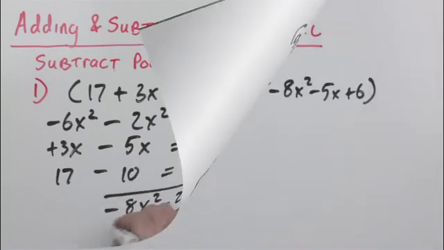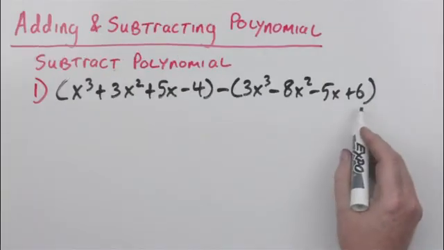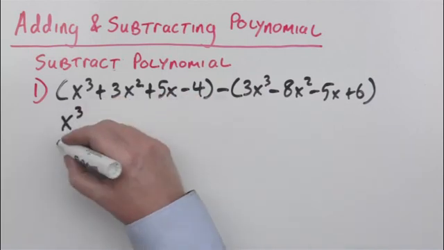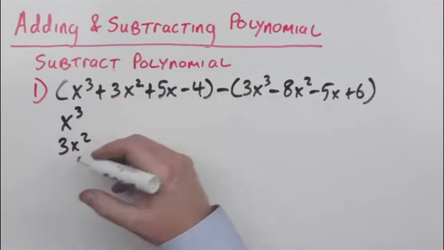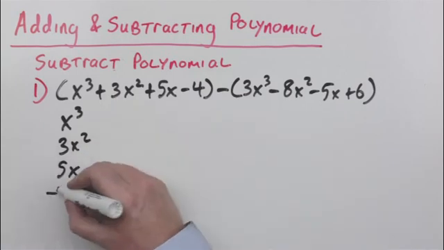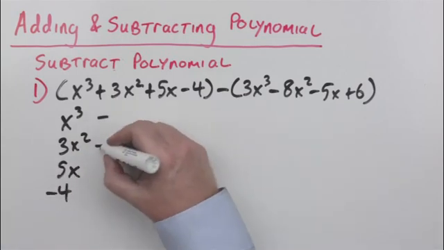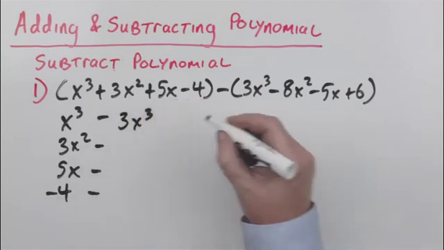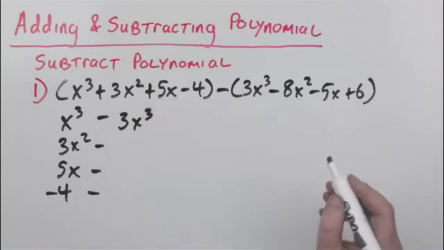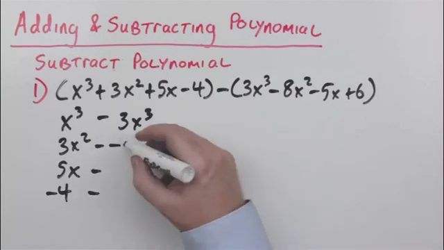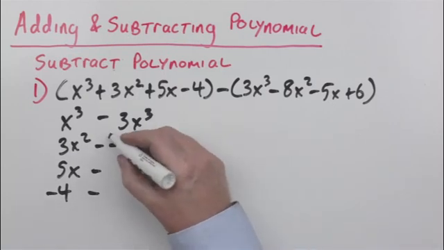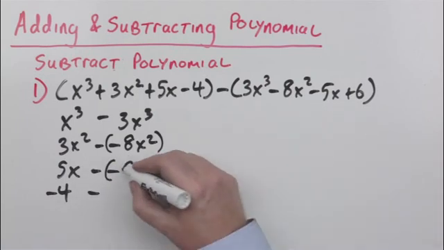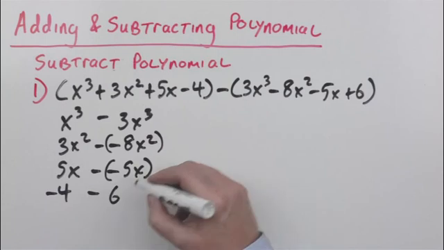Great. Let's have a look at one that has lots of terms. Two polynomials. Do it the same way. Going to write it down in descending order of powers of x: x cubed, 3x squared, 5x, and negative 4. It's a negative sign in the center. Now I'm going to match stuff up. 3x cubed goes with x cubed. Negative 8x squared goes with 3x squared. We got two negatives there. Let's put parentheses around it, remember. Negative 5, there's two negatives right there, and positive 6.